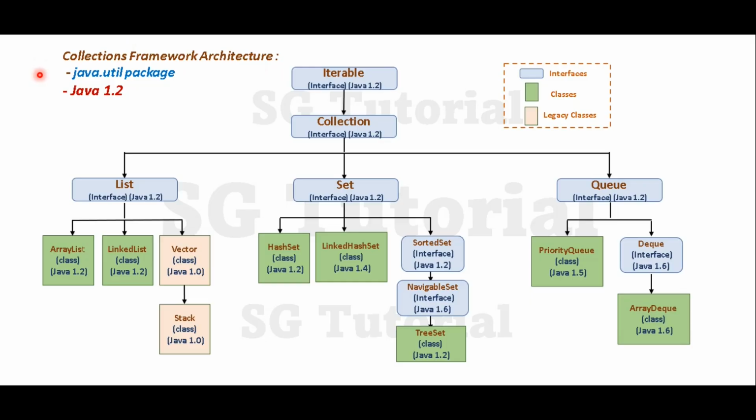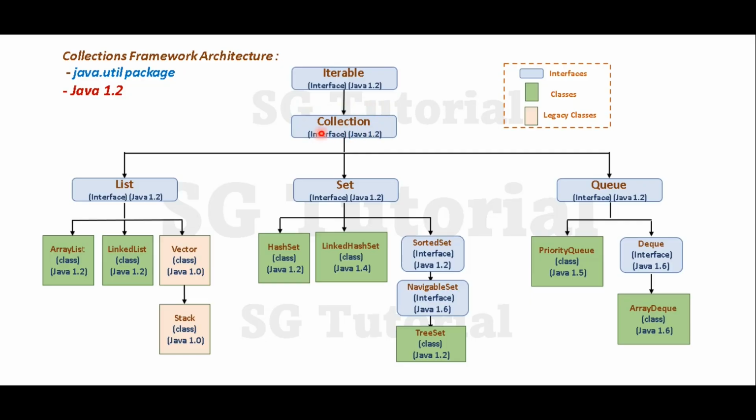Okay. So I have already drawn the Java collection framework architecture. Okay. So a Java collection framework is available in java.util package, and it was introduced in Java 1.2. Okay. So at the top of the hierarchy, we have the iterable interface. It was introduced in Java 1.2, and below the iterable interface, we have the collection interface.